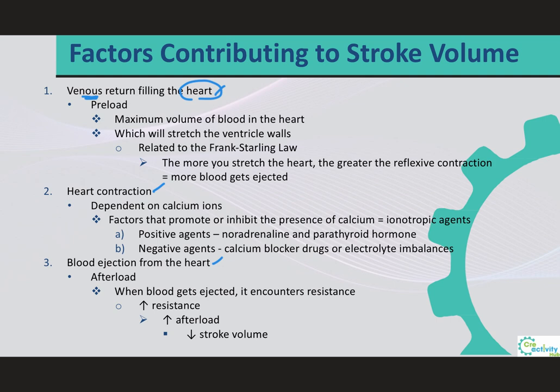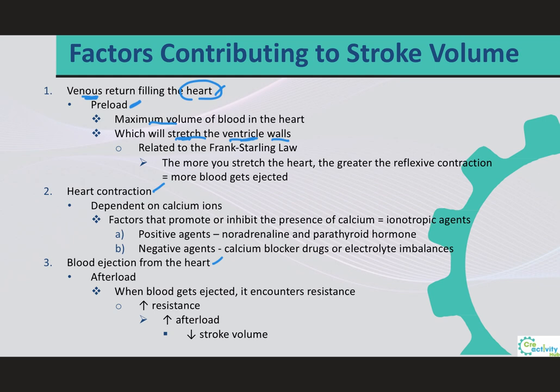And once the heart is maximally filled, meaning that all the blood from the venous return is inside of the ventricle, we will call this a preload. So the preload is the stretch that the blood places on the ventricle walls when it is maximally filled. So the most amount of blood that can enter into the heart will cause a stretching of the walls of the ventricles. And why is this important to know?